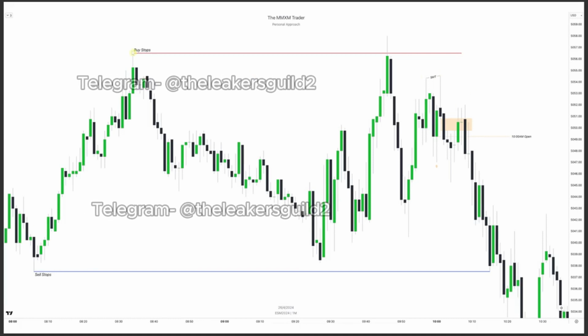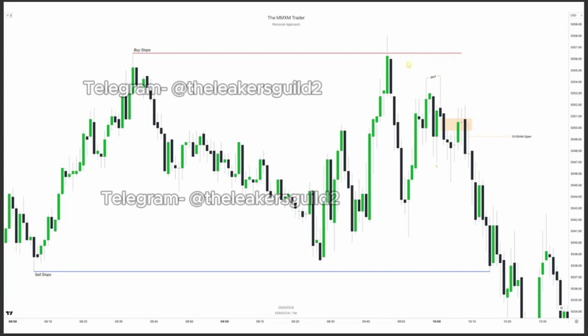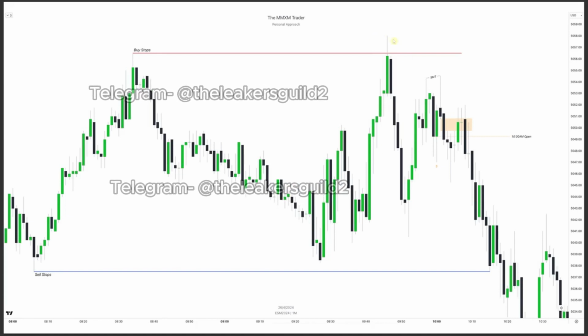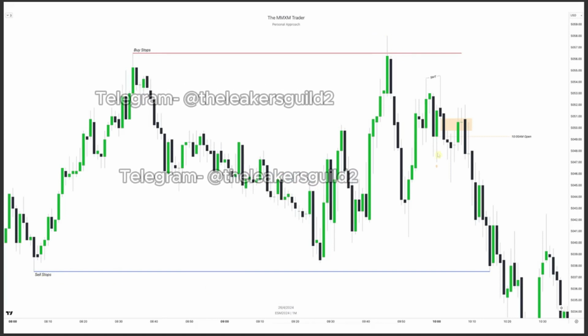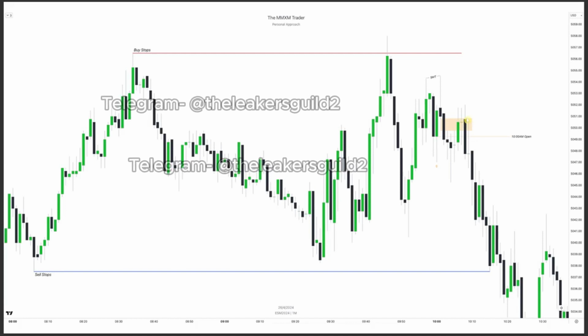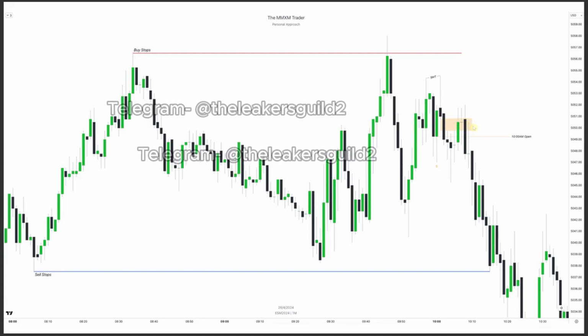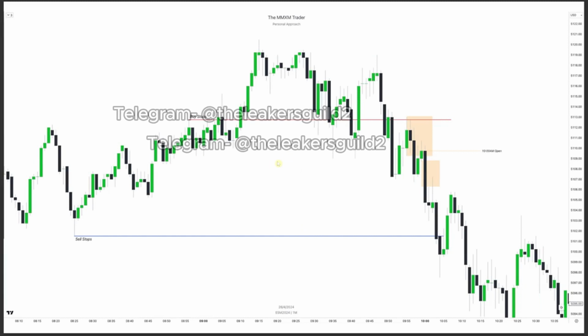And now we know after we take out the buy stops, think about order pairing, right? We want to pair up the buy stops with the sell stops resting below it. And this fair value gap is the opportunity in the ICT silver bullet window, the 10 a.m. candle.